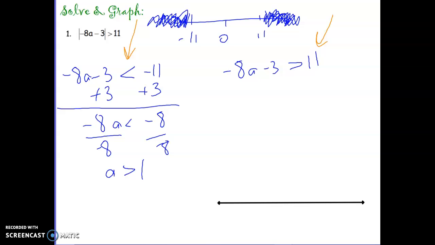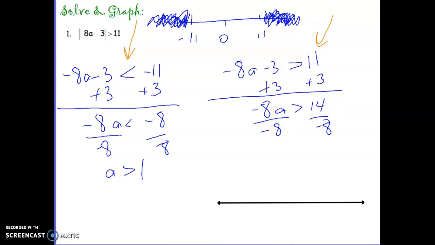Okay, let's solve the positive one. So I'll add 3 to both sides just as before. Negative 8a is greater than 14. Dividing both sides by negative 8. So again, I'm going to flip the sign. A is less than 14 over negative 8. 8 doesn't go into 14 evenly, but I can simplify. Both of them are divisible by 2. I get 7 and 4, and a positive divided by a negative is a negative. So I'm going to say less than negative 7/4.